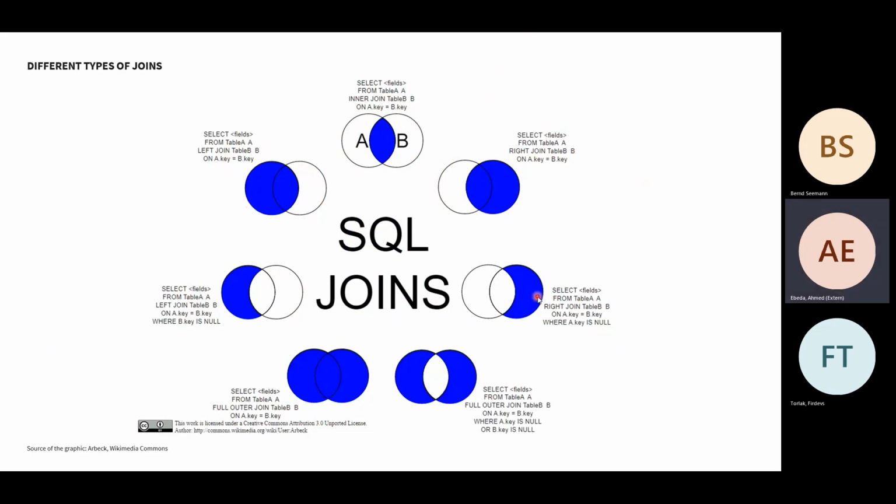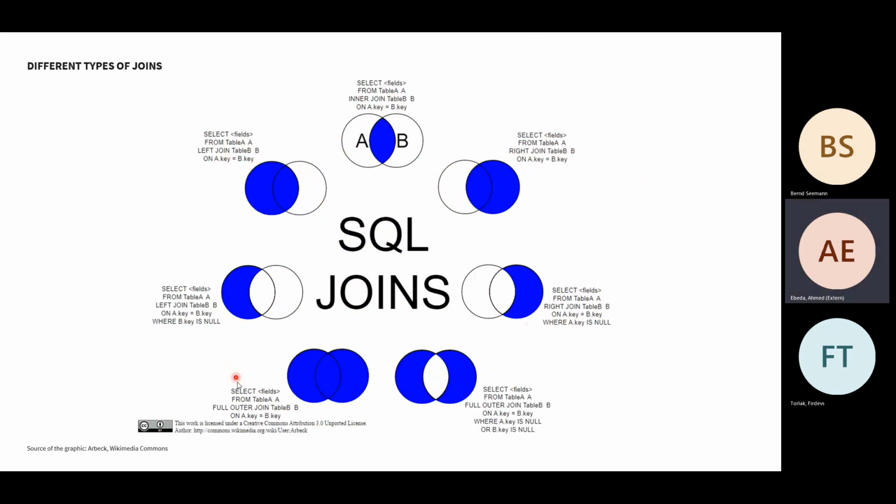What about this? If you select the fields from table A right join table B on A.K equals B.K, where A.K is null. It will bring the other way around, not the one on the left side. It will bring the data which we didn't get from the left one, the one on the left side.